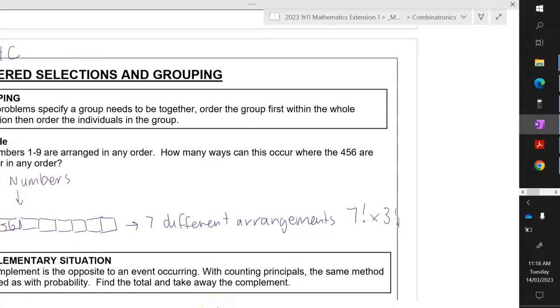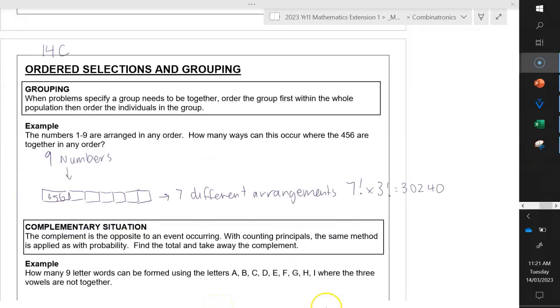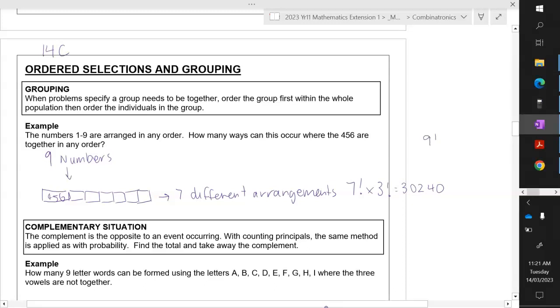So if you pop those in your calculator and see what you end up with, we'll get our answer. And just noting also, if we didn't have any restrictions placed on us in this case, and we had our 9 numbers, the number of ways that we could put our numbers would be 9 factorial. So just to note that as well.